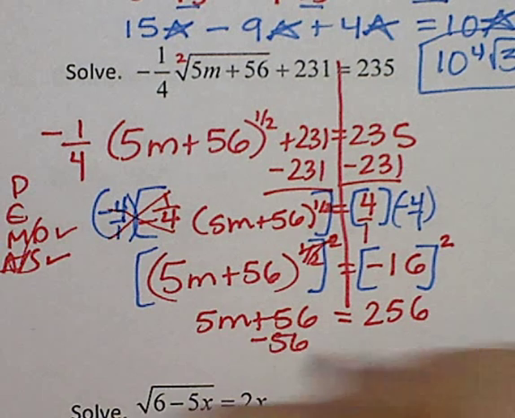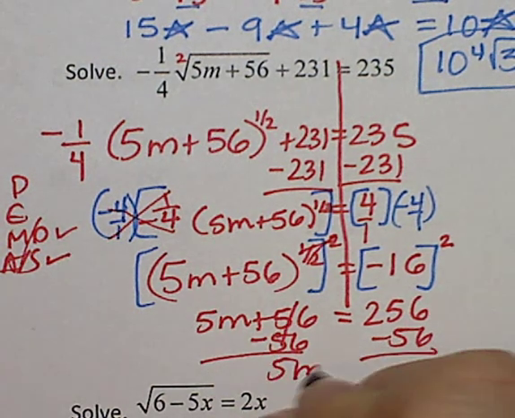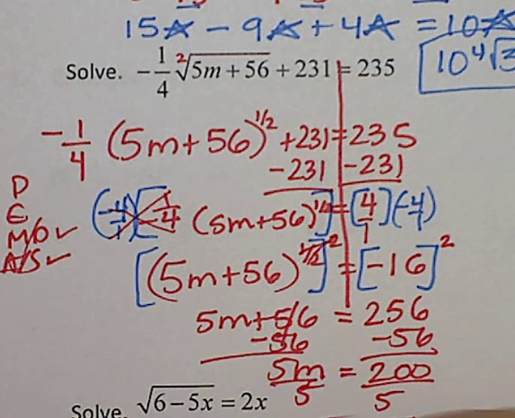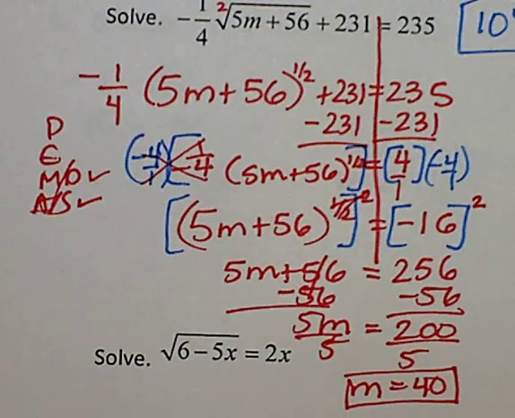Subtract 56 from both sides. 5m equals 200. Divide by 5, and m equals 40. Now we have to go back and make sure this works out. Please grab your calculator. You're going to do the steps with me. So I have an answer of 40.